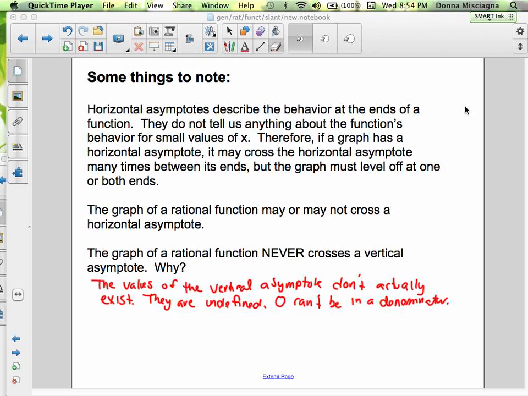The graph of a rational function may or may not cross a horizontal asymptote, but the graph of a rational function never crosses a vertical asymptote. And now, why is that so? Now let's think. So the values of the vertical asymptote don't actually exist. They are undefined. We have 0 in a denominator, and so that is not a true value. So those points, they just don't even exist. And so that's why our function cannot cross a vertical asymptote. Right? The horizontal asymptote is the end behavior of our graph as x approaches infinity and negative infinity. But the vertical asymptote are values where the function just does not exist.